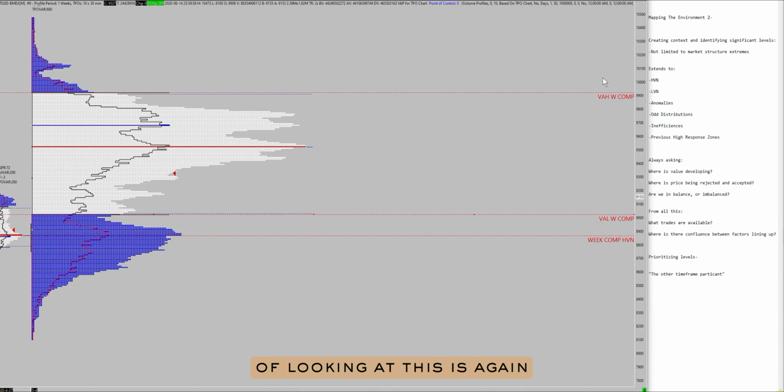So the purpose of looking at this is, again, because the weekly chart is where your higher time frame traders are going to be making a lot of their decisions off of.